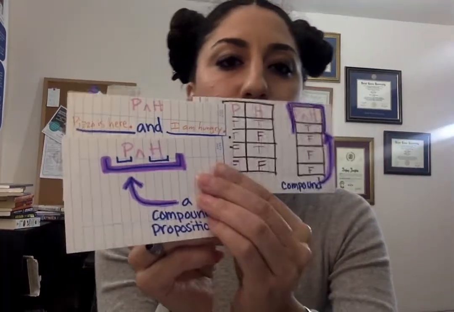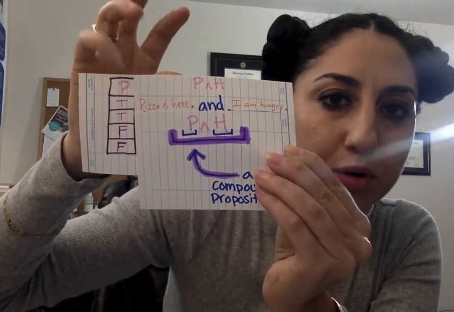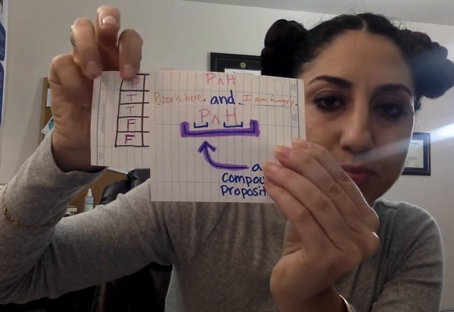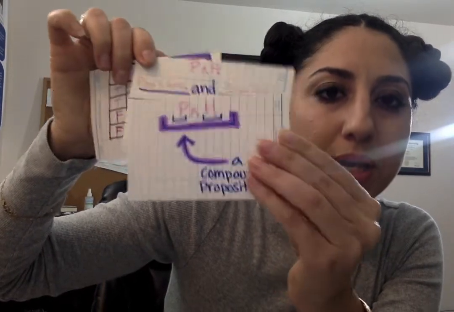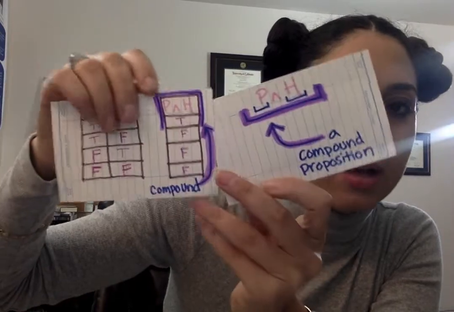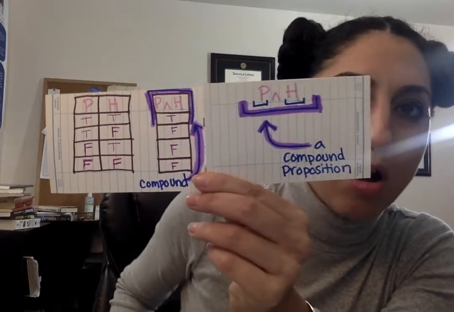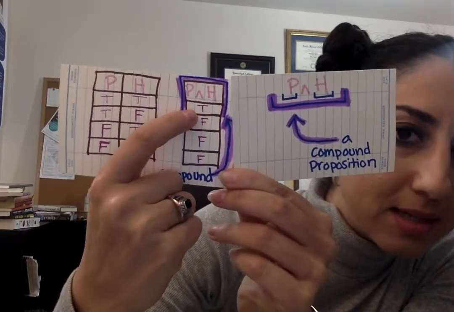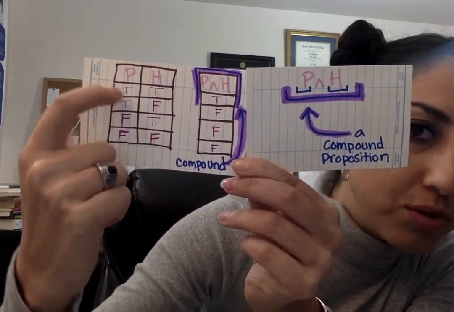So it's true that there's two options for P, for the idea that the pizza is here. The pizza is here or it's not. And H is that I am hungry or I'm not. But when we put those ideas together to create the compound, what we're saying is, in what world is the compound proposition true? There's only one case where P and H is true. And that's the case where P is true and H is true.